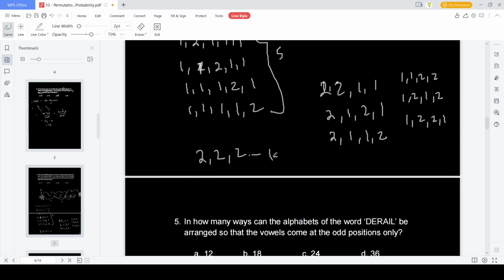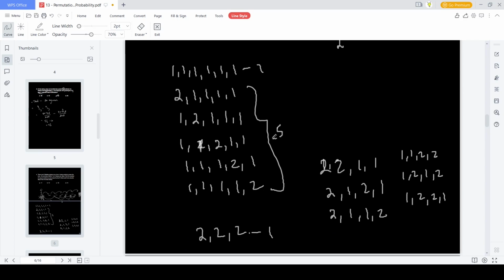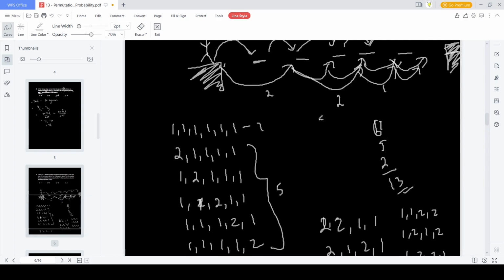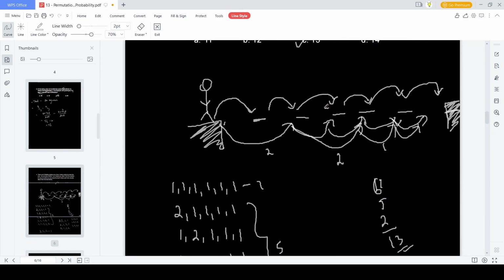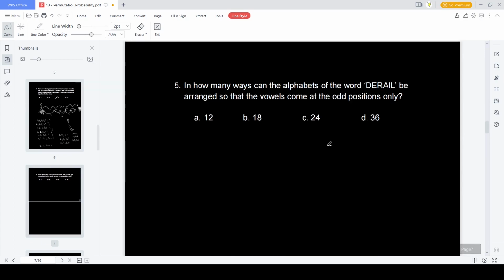So there is one possibility here, 5 here, and 6 here. So the total comes as 1 plus 5 plus 6 plus 1, which is 13. So 13 is the total number of ways he can cross the river. That's all. Next question.